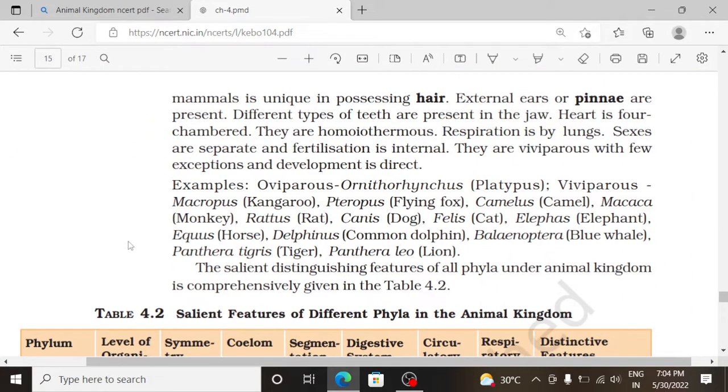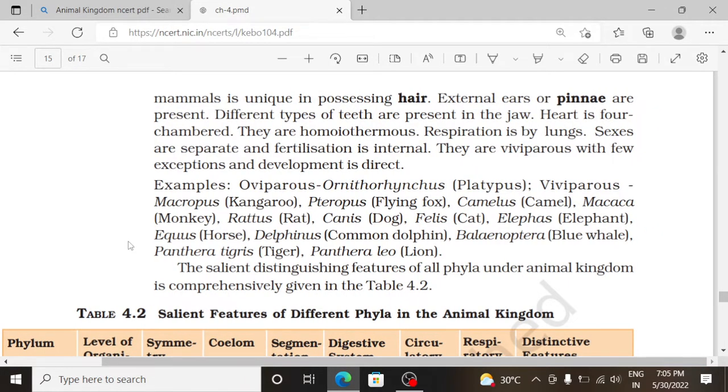External ears or pinna are present. Different types of teeth are present in the jaw. Heart is four-chambered. They are homeothermous. Respiration is by lungs. Sexes are separate, and fertilization is internal. They are viviparous with a few exceptions, and development is direct.